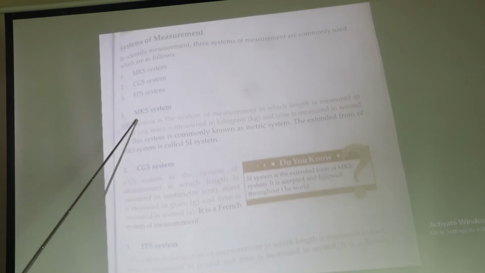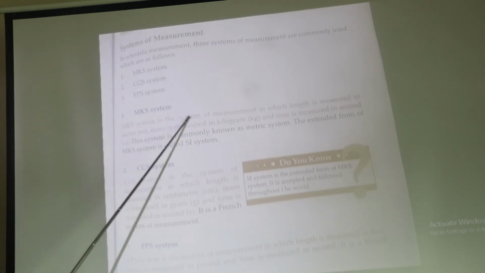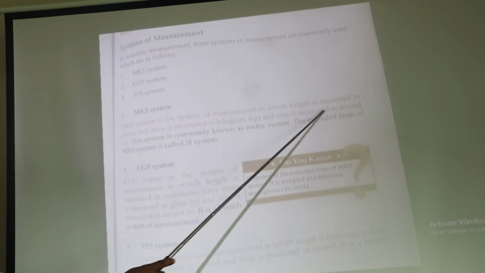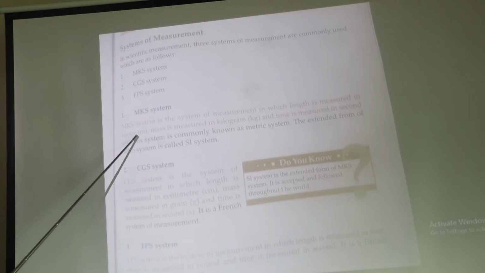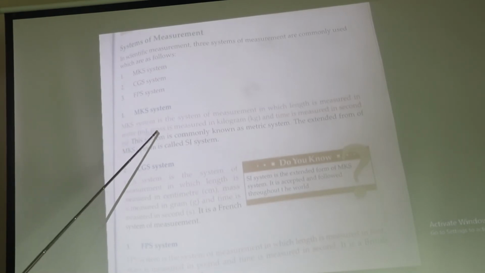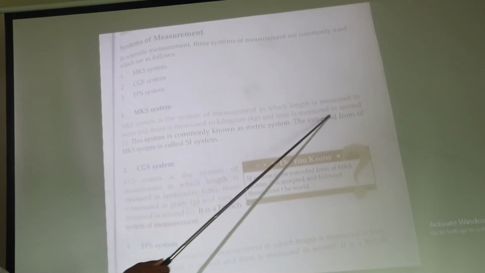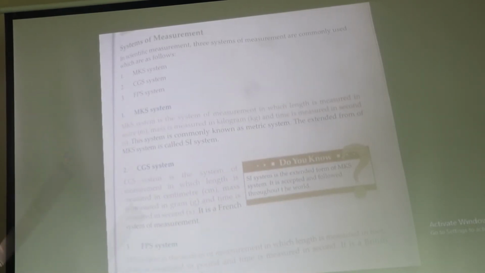Now number one, MKS system. The MKS system is the system of measurement in which length is measured in meter. Listen carefully here. And mass is measured in kilogram and time is measured in second.